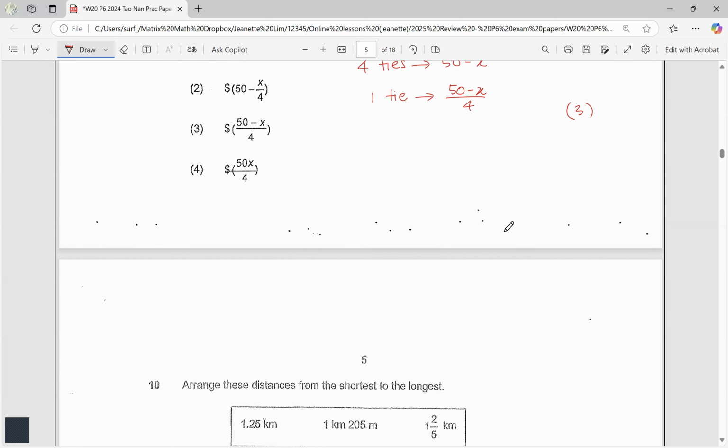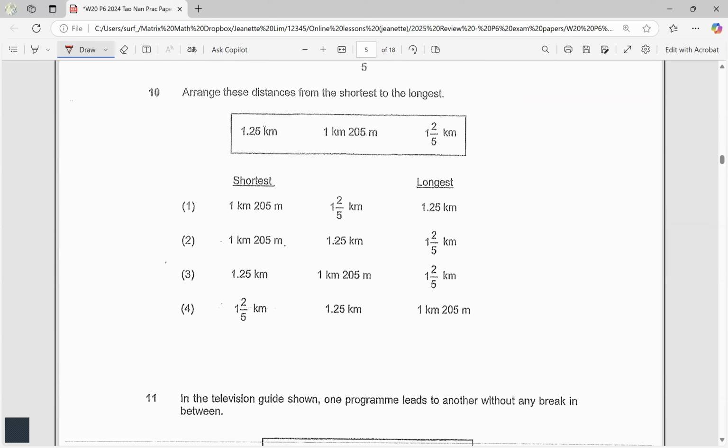Question 10. Arrange these distances from the shortest to the longest. So you have decimals, you have it in km and meters, and then you have it in mixed numbers. So to be able to compare them, right, let's change all to decimals. The middle one is 1.205 km. Then the last one is 1.4 km, because 2/5 is 4/10. 4/10 is 0.4.